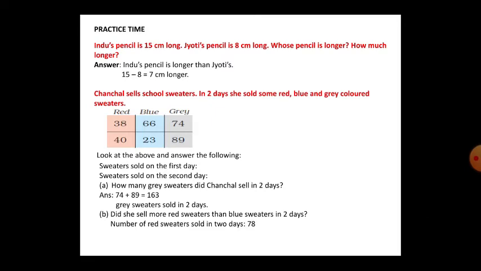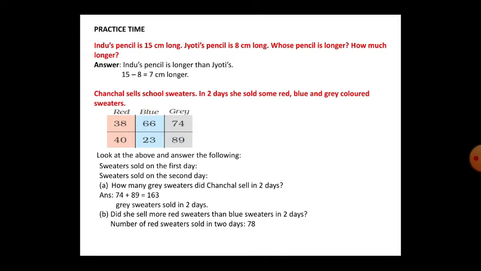First you see here, number of red sweaters sold in 2 days. See, both you have to add. Red sweaters in 2 days, how much will it come? If you add, see 8 plus 0 is 8 only. 3 plus 4 is 7. So 78. 78 red sweaters she sold in 2 days.